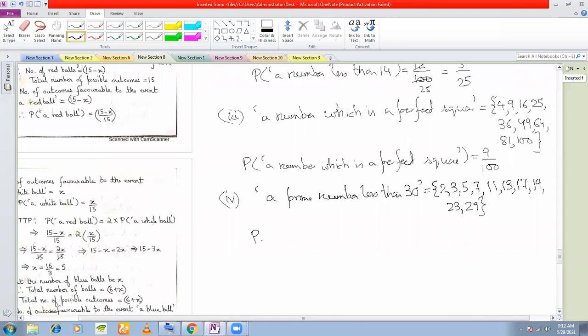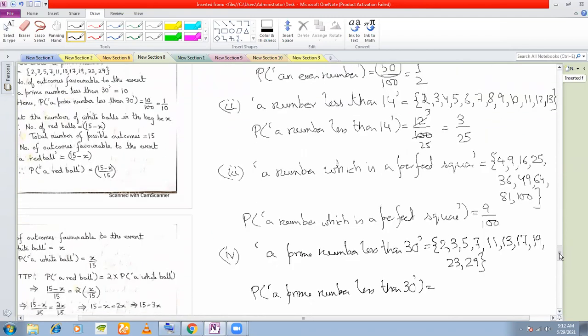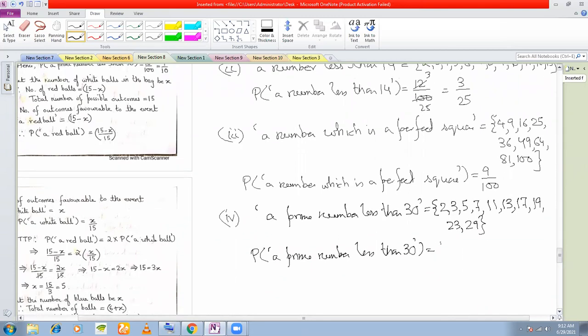You count your prime numbers less than 30. If you count here, you're getting 10. And the total number of possible outcomes is 100. So this is 1 by 10. That is the required probability. Fine. So with all of these questions answered here, we move on to the next question.